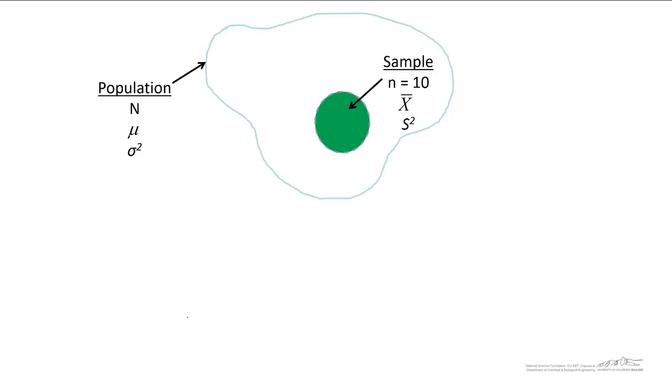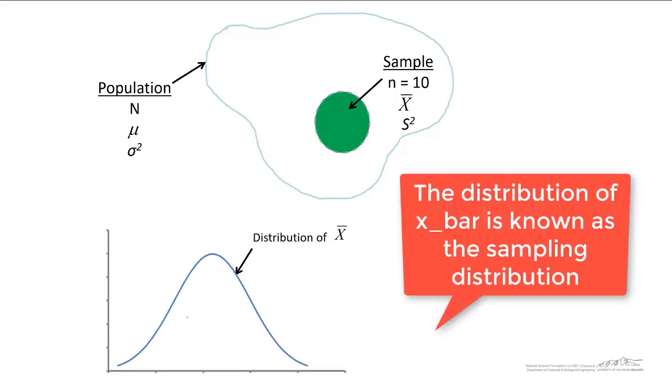So just kind of a review, we have our population outlined by this blue line. We take a sample to estimate the population parameters. If we were to take many samples of size 10, calculate the average, and then plot that, that would be known as a sampling distribution.